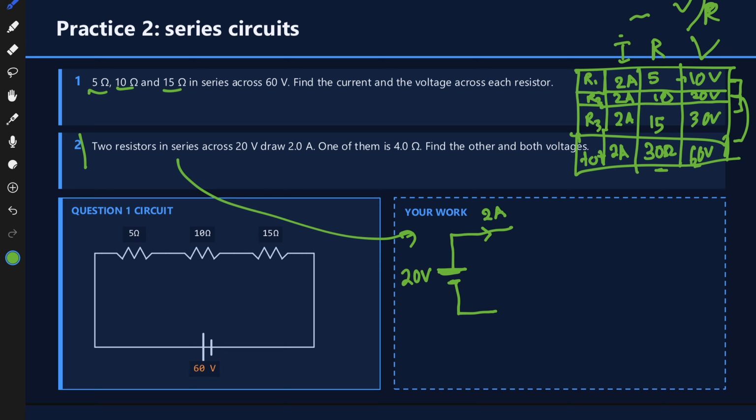One of the resistors is 4 ohms. The other one is mystery. Okay, mystery, and then that's it. We need to find the other resistor and both voltages across each of these resistors.